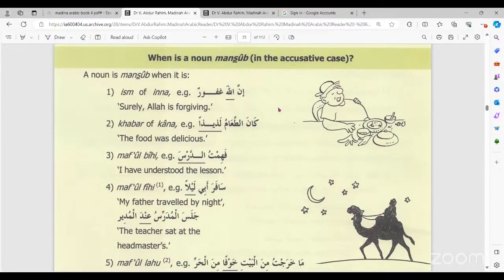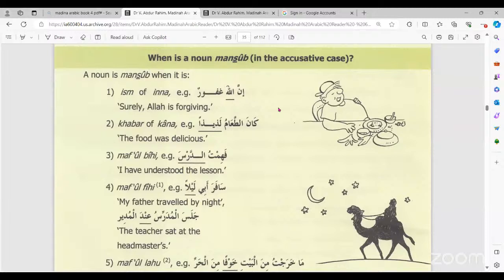When is a noun mansub, in the accusative case? A noun is mansub when it is an ism of inna. For example, inna Allaha ghafurun. Surely Allah is forgiving. So inna is, I don't remember what we call it, but in Allaha, the Allah is the ism of inna. Give me again, what do we call inna? Particle. Okay. So inna is the particle, and Allah is the ism of inna, and it's always mansub, and the khabar of inna is ghafurun, which is always marfu.